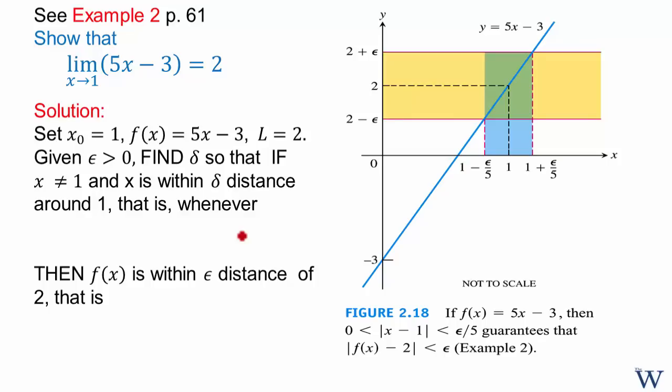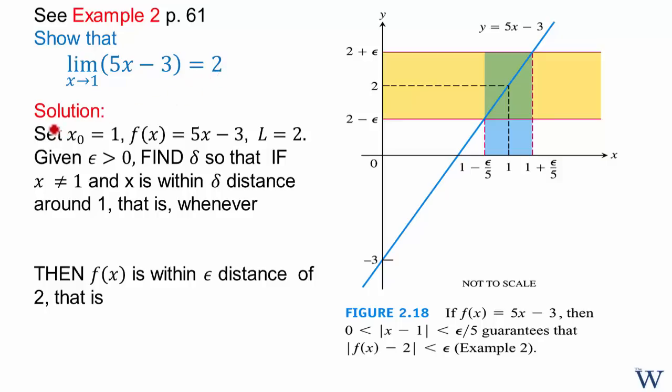Okay, let's go ahead and pick out an example. Example 2, you can refer to your ebook on page 61. Show that the limit of 5x minus 3 as x approaches 1 is equal to 2.